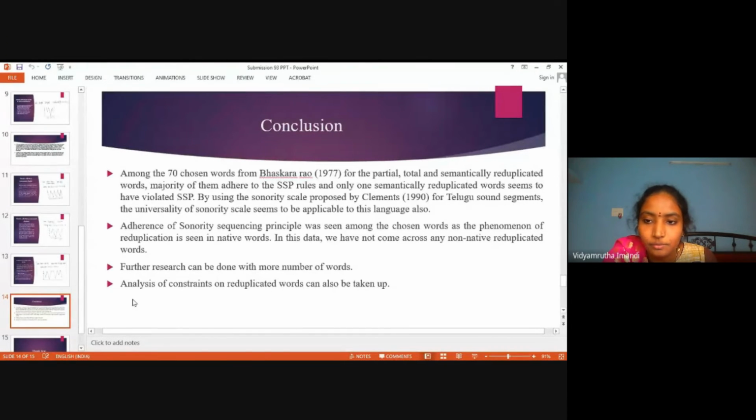And also there is this observation that there are no non-native words reduplicated in Telugu.